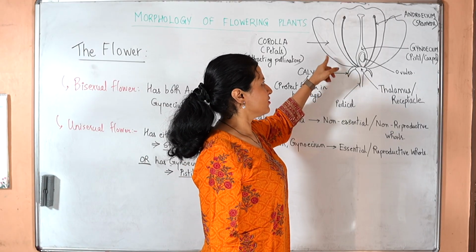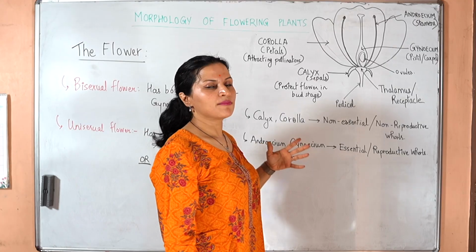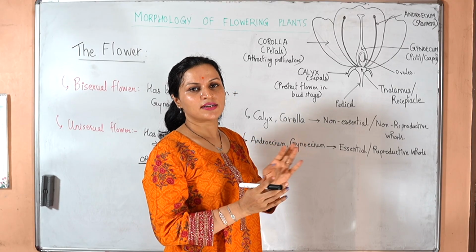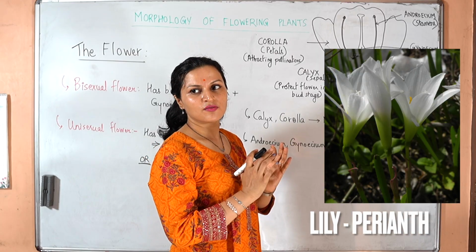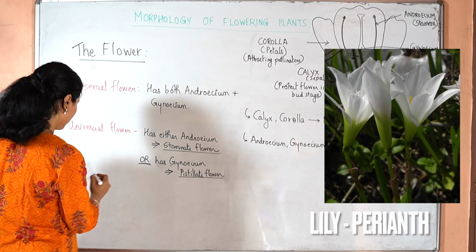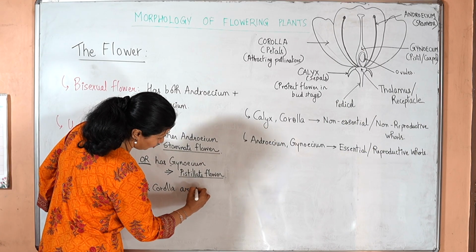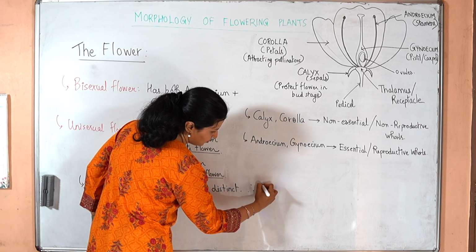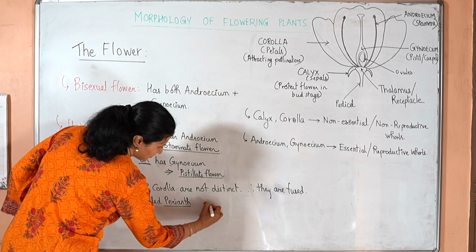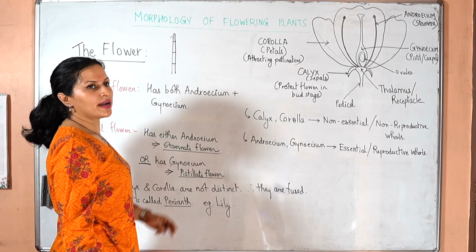Normally the calyx and the corolla are distinct whorls, but in some cases, for example in lily, the calyx and corolla are not distinct. That is, they are fused together to form one whorl. In such cases, the whorl is known as a perianth. Perianth is the one in which calyx and corolla are not distinct. That is, they are fused together. Therefore, the whorl is called perianth. Example, in lily.